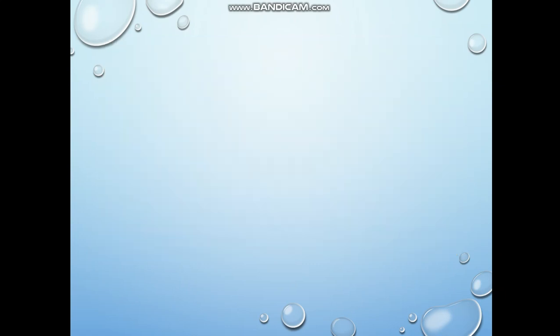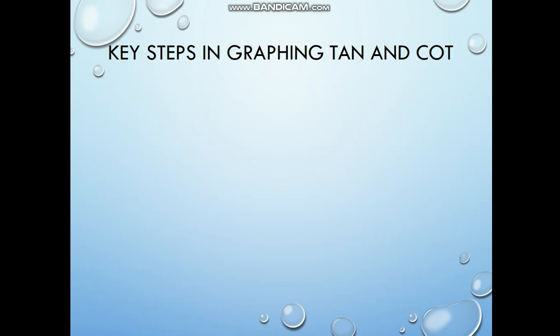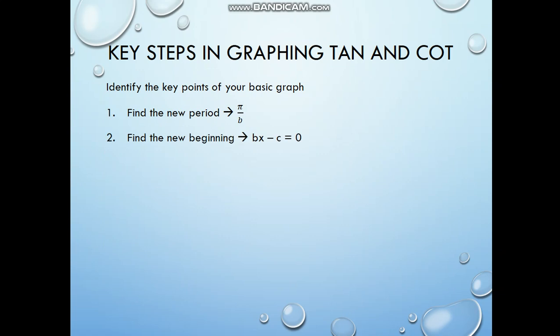So now the question is how to draw the graph of tangent and cotangent. Okay, there are key steps in graphing tangent and cotangent functions. First is to identify the key points of your basic graph. Okay, first one is find the new period. Okay, this one is quite different from the one in sine and cosine. The new period is pi over b. The second one is find the new beginning: bx minus c equals 0. The third one is find the new ending: bx minus c equals pi.